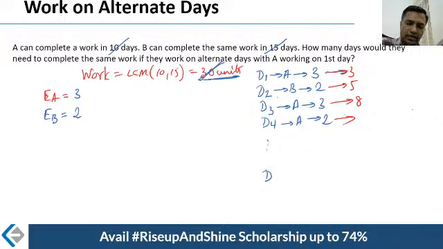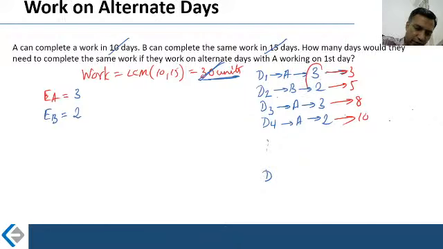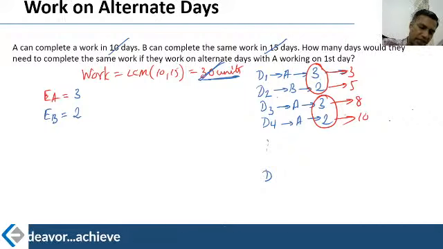What is the total work done till here? 8 plus 2, 10. In other words, 5 units are done in a couple of days. Another 5 units are done in another pair of days, right? See, how do you put this into a mathematical structure? This is how you put it.